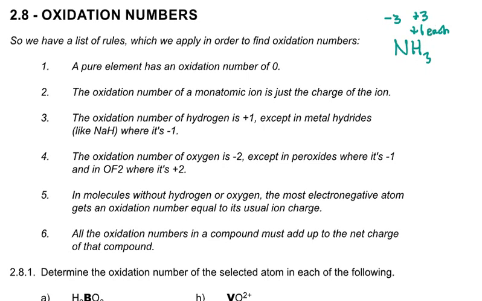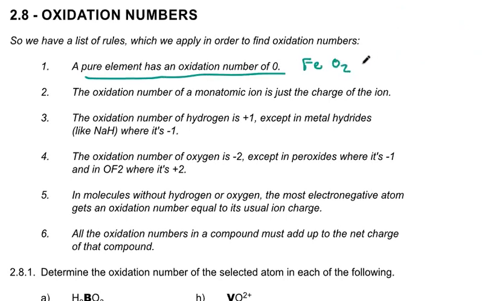We give you a big stack of rules to learn for this. They're not as bad as they look at first. Most of them are things you might have guessed anyway. Pure elements are zeros. So if you have iron, that's a 0. If you have oxygen, both of those atoms are 0. If you have sulfur, all those atoms are zeros.